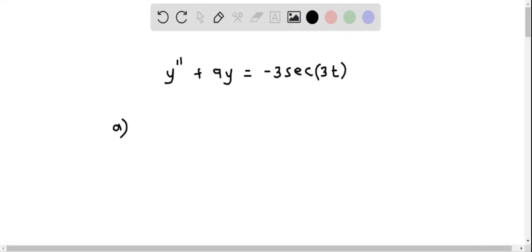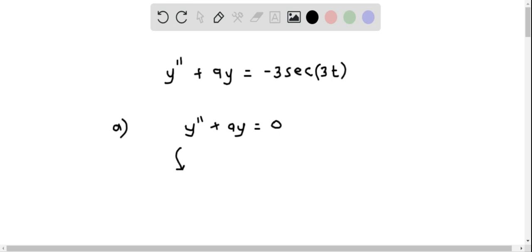We now consider this differential equation, that is y double prime plus 9y equals negative 3 secant 3t. So in part A, we determine the roots of the characteristic polynomial. First, let's write down the characteristic equation using the homogeneous differential equation. So y double prime plus 9y equals 0 is the homogeneous differential equation.